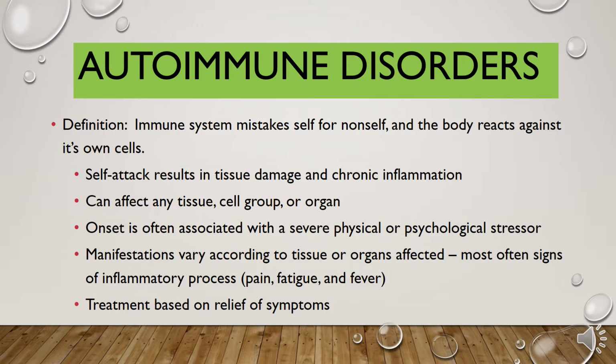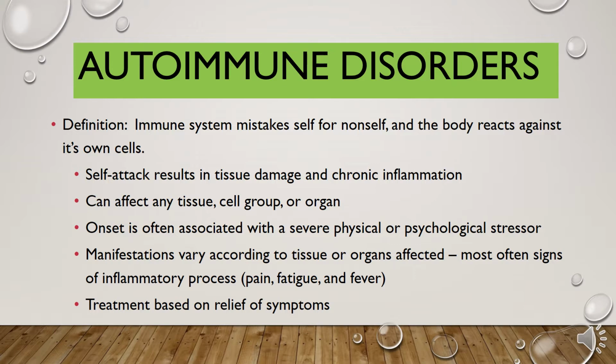Moving on, autoimmune disorders. So these are when the immune system mistakes self for non-self, and the body reacts against its own cells. The self-attack results in tissue damage and chronic inflammation. It can affect any tissue, cell group, or organ in the body. The onset is often associated with a severe physical or psychological stressor, and manifestations vary according to the tissue or organs affected.